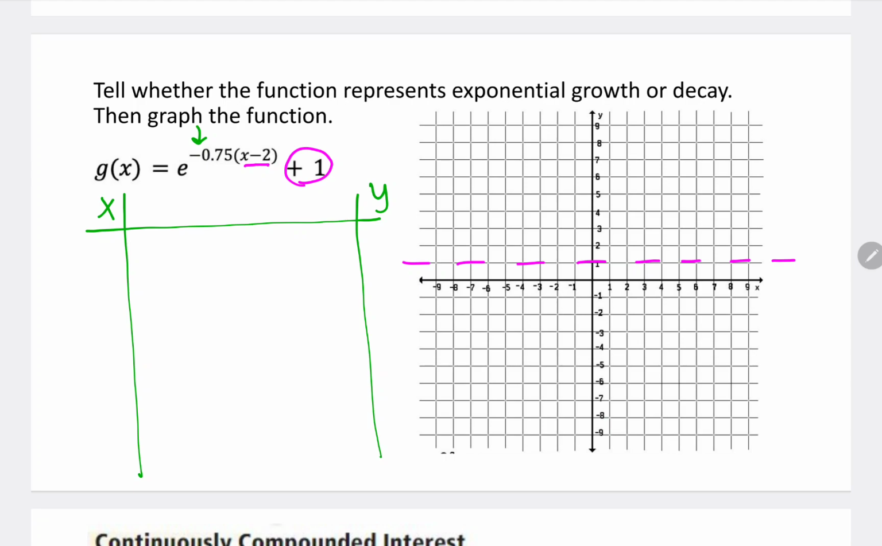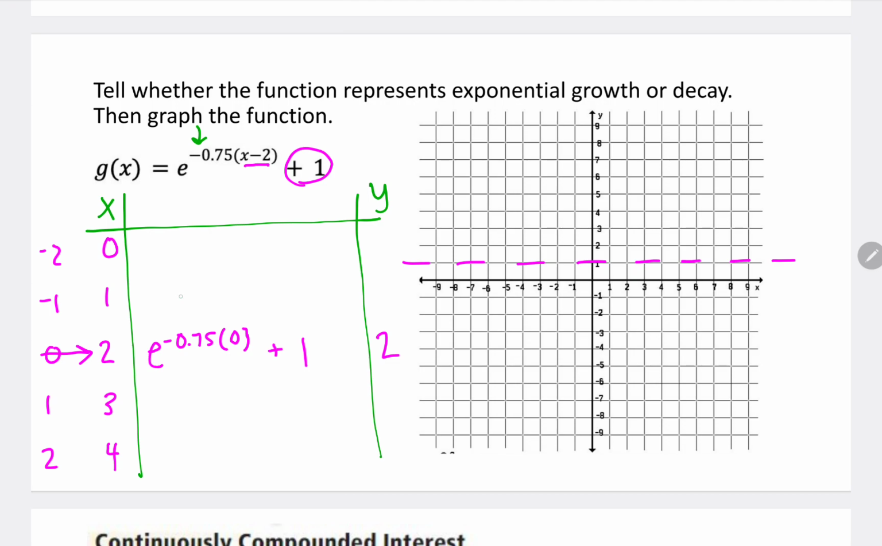Because it's being moved right 2, I'm going to plug in, instead of plugging in -2, -1, 0, 1, and 2 like I normally like to, I'm going to move all of those to the right 2. And the reason I do that is because now when I plug in 2, 2 minus 2 is 0. And I like for the middle number that I plug in, I like for that exponent to be 0. It's a personal preference thing. I just enjoy that.